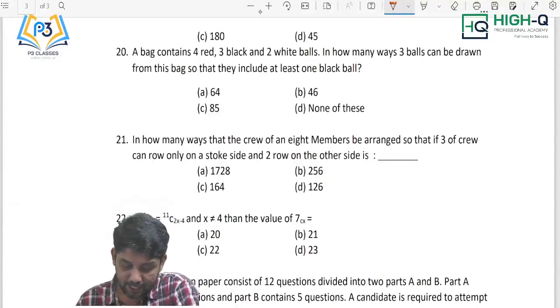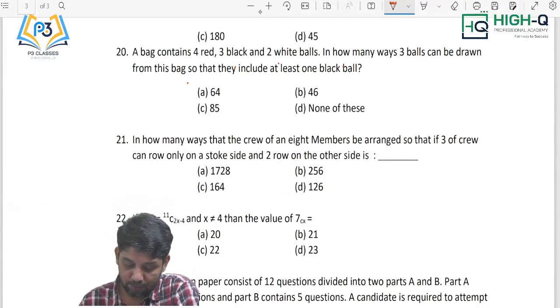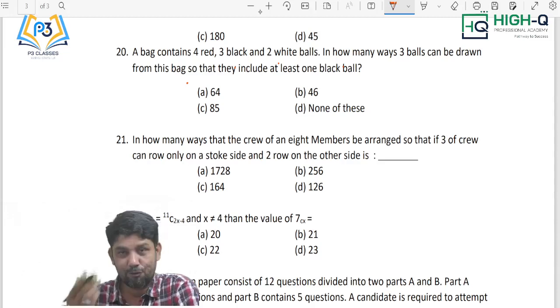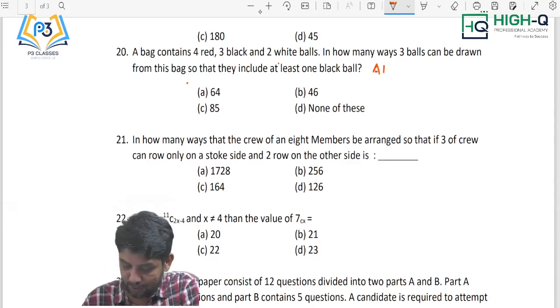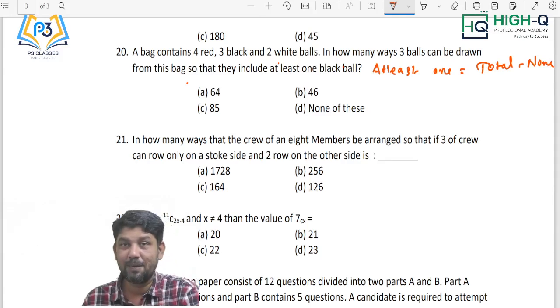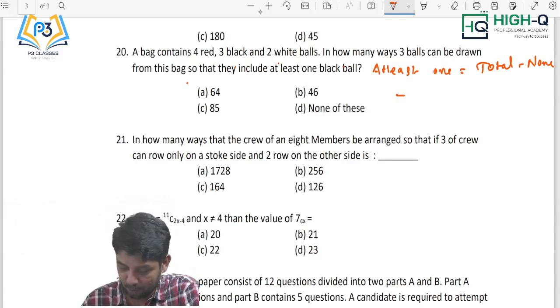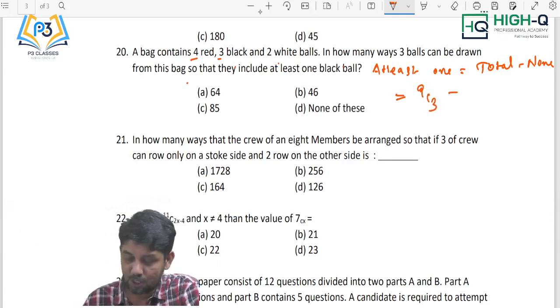A bag contains 4 red, 3 black and 2 white balls. In how many ways can 3 balls be drawn from this bag so that they include at least 1 black ball? Of course you know it. At least 1, formula given to you. What is at least 1? Total minus none. That means total number of ways minus no black ball is going to be at least 1 black ball. Total number of balls 4 plus 3, 7 plus 2, 9. 3 balls are taken, 9C3, minus no black ball.